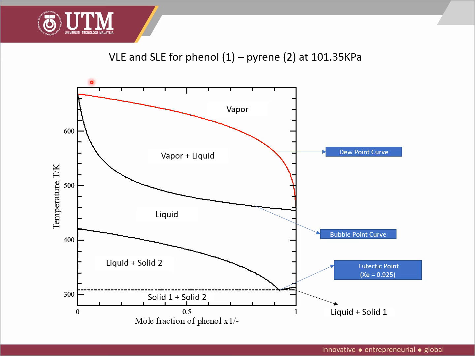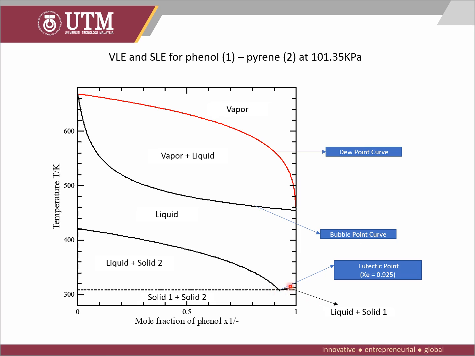The region above the dew point curve represents the binary mixture in equilibrium at vapor phase. Next is the region between the dew point curve and the bubble point curve, and it represents the binary mixture in equilibrium with both vapor and liquid phase. Furthermore, the liquid binary mixture is in equilibrium with the solid pyrene at this region. Similarly, in this small region here, the liquid binary is in equilibrium with the solid phenol.